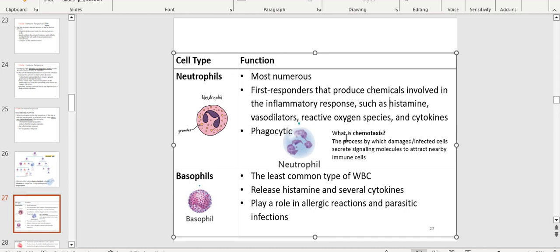What is chemotaxis? The process by which damaged or infected cells secrete signaling molecules to attract other immune cells. So that's the whole process. This chemotaxis is to signal other cells: hey, we've got trouble. Phagocytosis, Pac-Man, chomp chomp. Basophils: the least common type of white blood cell, releases histamine and several cytokines, plays a role in allergic reactions and parasitic infections.